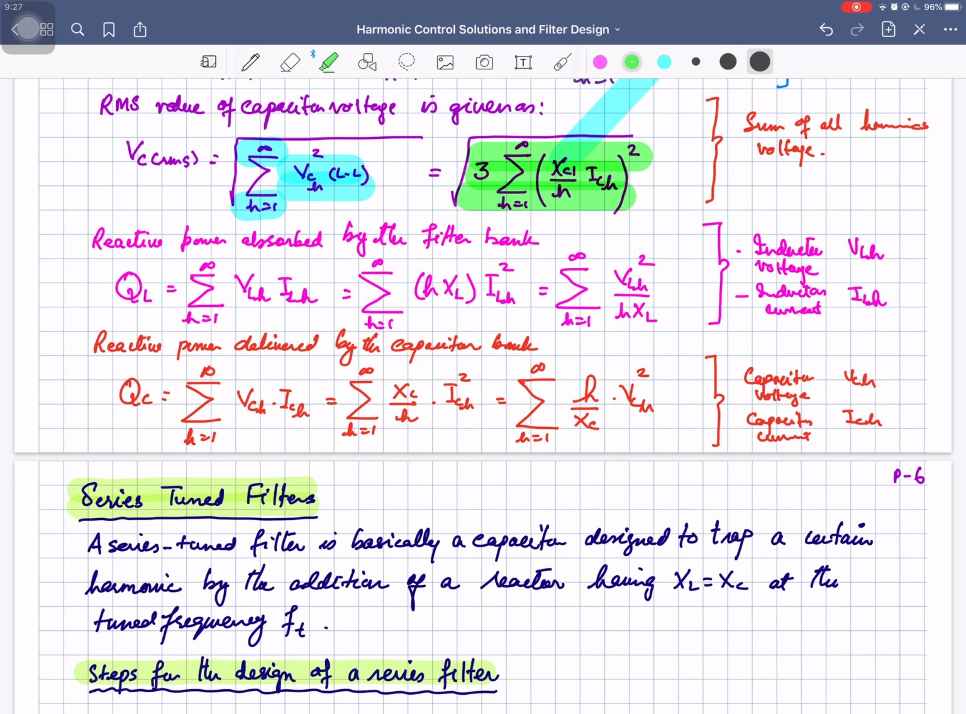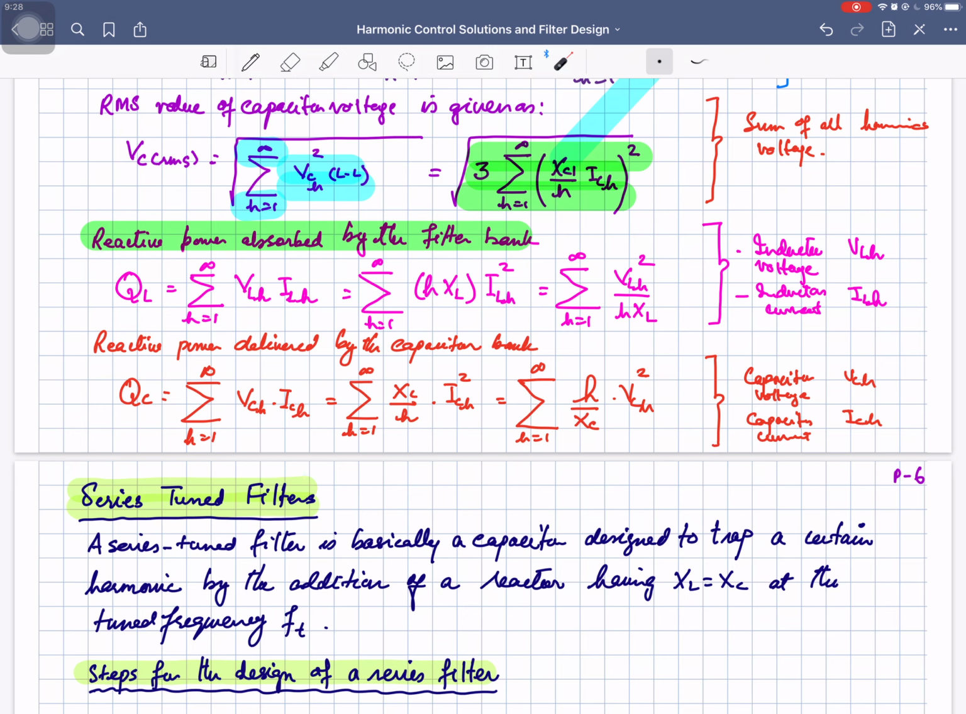So the inductor will absorb the reactive power. The reactive power absorbed by the inductor that is present in the filter bank will be equal to QL, and that is equal to VL into IL, the voltage across the inductor and the current passing through the inductor for a particular harmonic. So summing the reactive power because of all of the harmonics, you will get the total reactive power absorbed by that inductor.